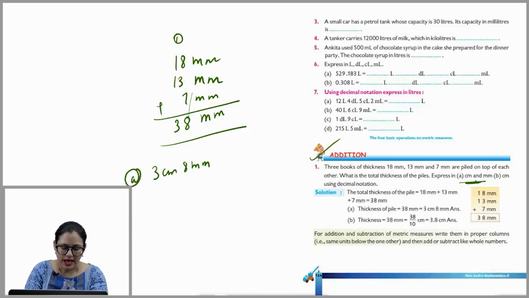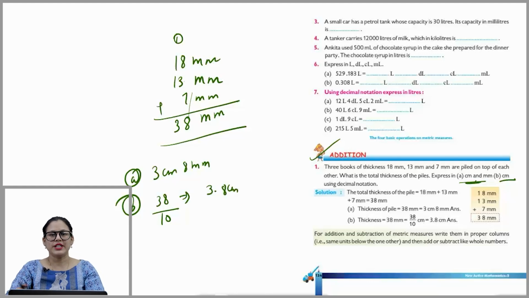This is part A, and in part B we have to express it in centimeter using a decimal notation. Okay, you know 1 millimeter is equals to 1 by 10 centimeter. So you will divide 38 millimeter by 10 and you will get this answer, 3.8 centimeter.